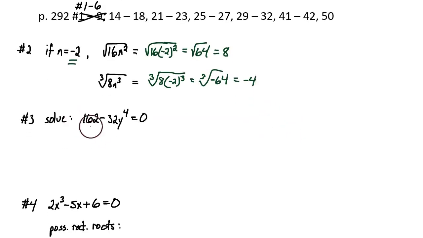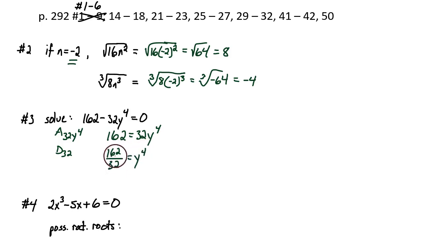Next one is number 3. We're asked to solve this equation. So one thing that you might do is to add the 32 y to the fourth power to move it to the other side of the equation. Now we would have 162 is equal to 32 y to the fourth. Now divide both sides by 32 to get the y to the fourth alone. This makes 162 over 32 is equal to y to the fourth power.